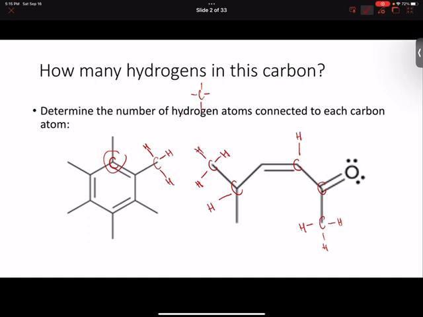So when you're approaching this type of problem, I normally try to count the number of bonds that my carbon has already. And then if I have 4, there's not going to be any hydrogen atoms. But for example, if I only have 2, then I can assume I'm going to have another 2 hydrogen atoms, or if I have 1, another 3.